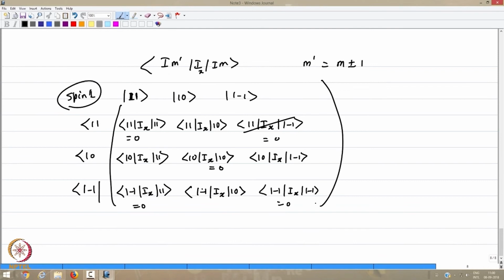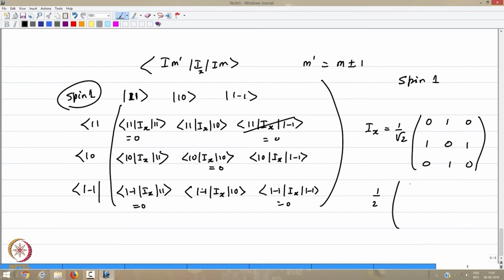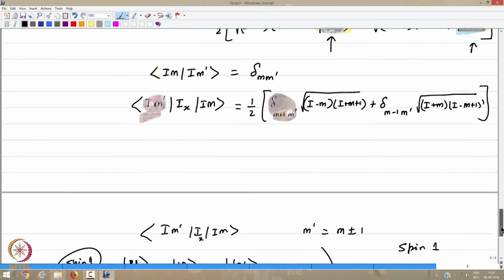So, for a spin 1, if you calculate these things using that formula, you must get the matrix representation for the operator, which will turn out to be 1 by root 2 times the matrix 0, 1, 0, 1, 0, 1, 0, 1, 0. This 1 by root 2 is basically 1 by 2, and the matrix elements that you calculate will all be root 2, 0, root 2, 0, root 2. So, I have cancelled the root 2 to give you this. Okay. This is what you will get from this calculation. So, this is for Ix.